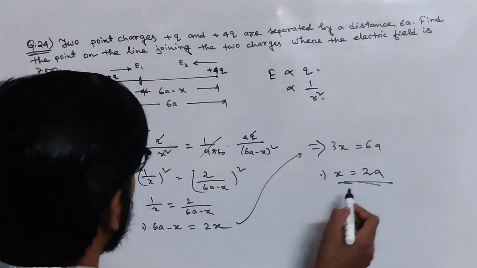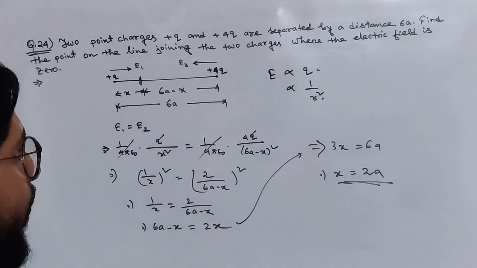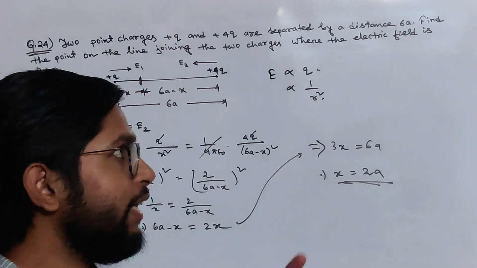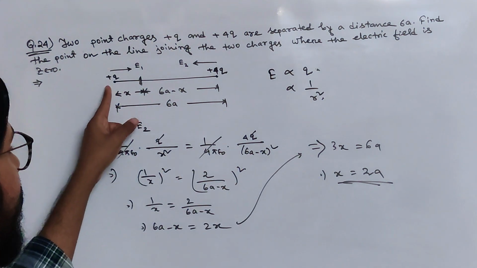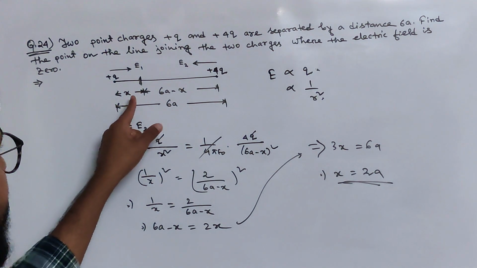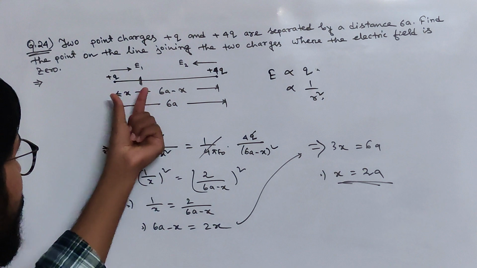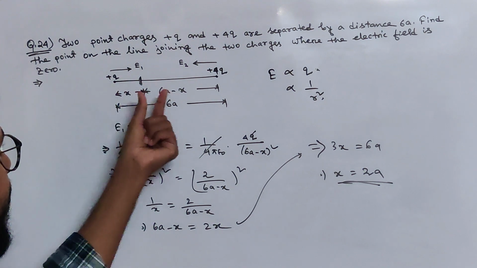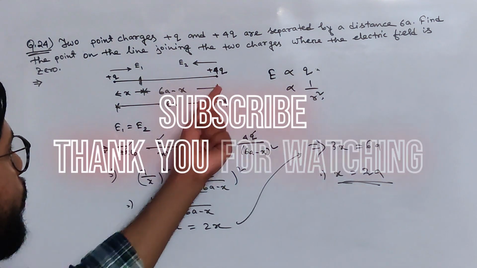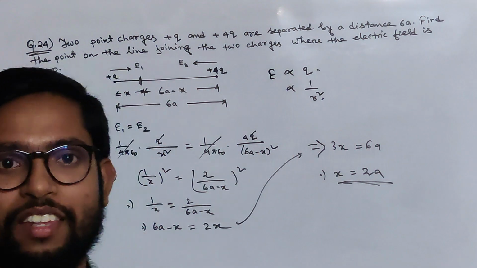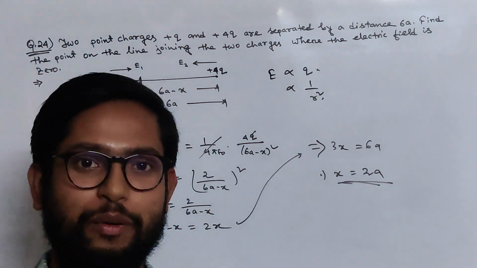So the point where the net electric field will be 0 is at a distance x from this plus q charge, means at a distance 2a. So the point will be near to this plus q charge, and the distance from the plus 4q charge will be 4a. Okay, that's it for today. Meet you in the next class.